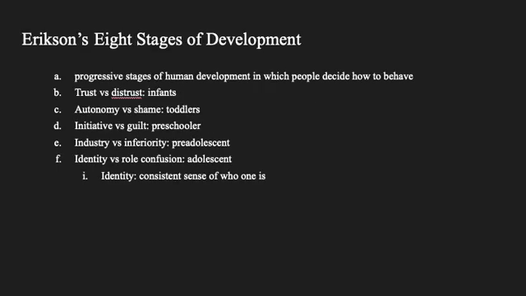Erikson's 8 stages of development, or progressive stages of human development in which people decide how to behave. For infants, it's trust versus distrust. For toddlers, autonomy versus shame. Preschooler, initiative versus guilt. Pre-adolescent, industry versus inferiority. Adolescent, identity versus role confusion. Identity is a consistent sense of who one is.